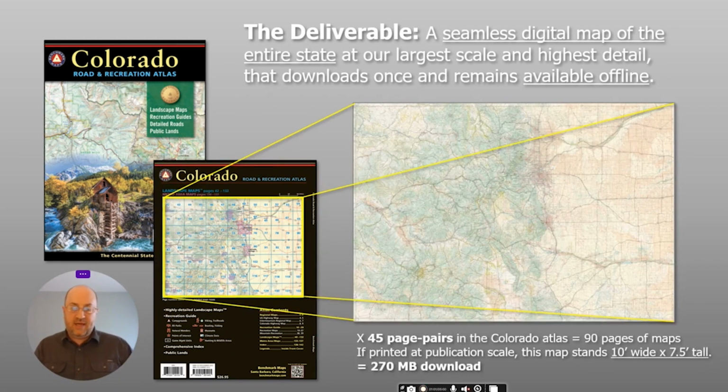So to get the entire state into one digital file, we have to get it down to about 270 megabytes. If we were to print this all as one sheet, it'd be over 10 feet wide and 7 feet tall, covering a wall.